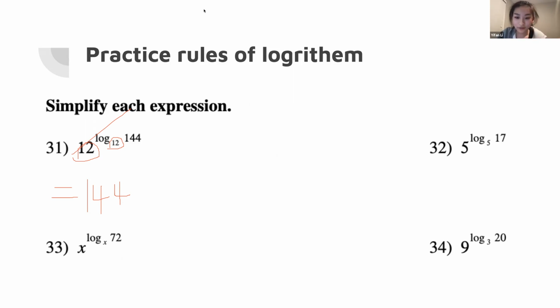And for 32, it's the same thing, right? There's a 5 here and a 5 over the base, I don't remember which one's the base, but they will cancel out and the answer will be 17. So when you see both things are the same, you can cancel them out in a log. Like if x to the power of log of the same number, you can cancel those out. And for this one it is 72. And this one is not, this one is different.